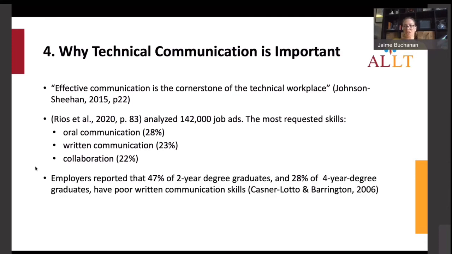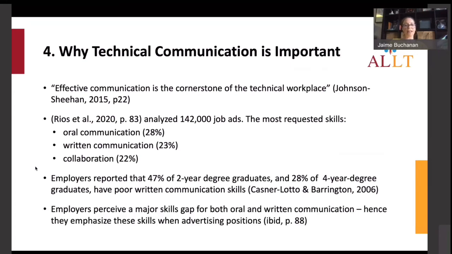Data also shows that communication skills development continues to be an area of need. Another study in 2006 found that nearly half of all two-year degree graduates and over a quarter of four-year degree graduates do not have the requisite level of written communication skills. And that's why employers perceive this gap, and then they emphasize these skills as essential when they are advertising for new positions.